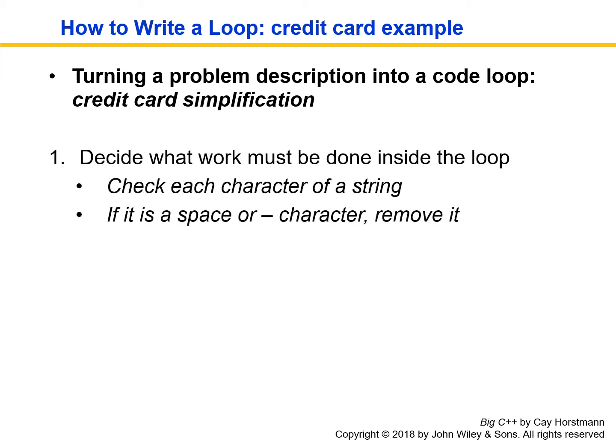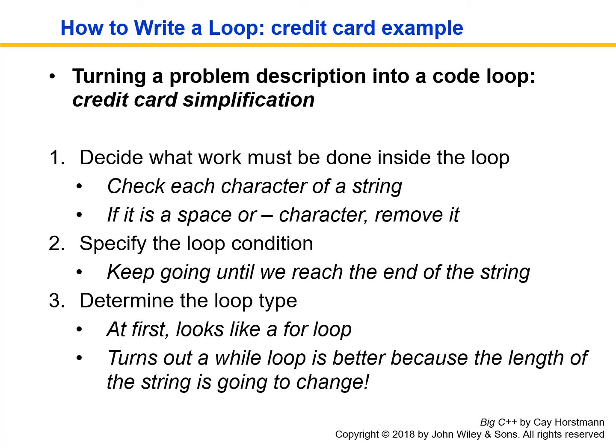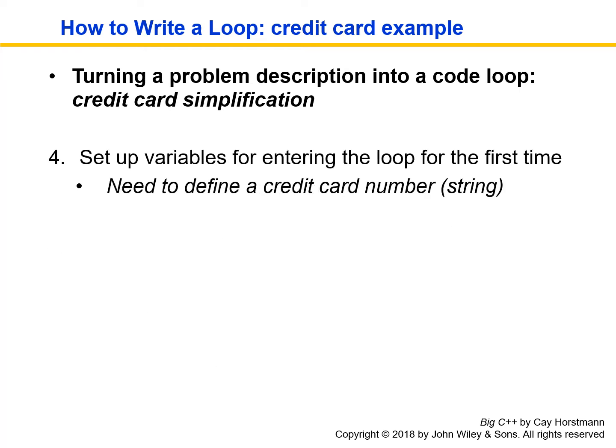So what work must be done inside the loop? We need to check each character of a string, and if it's a space or a dash character, we want to remove it. The loop condition is that we're going to keep going until we reach the end of the string. The loop type, well, at first this looks like a for loop because we're counting till the end of the string, but it turns out a while loop is better for this situation because we're going to keep removing characters from the string, so the length of the string is going to change. Also, if we remove a character from the string, we're not going to be incrementing the position, so that screws with the mechanism of a for loop.